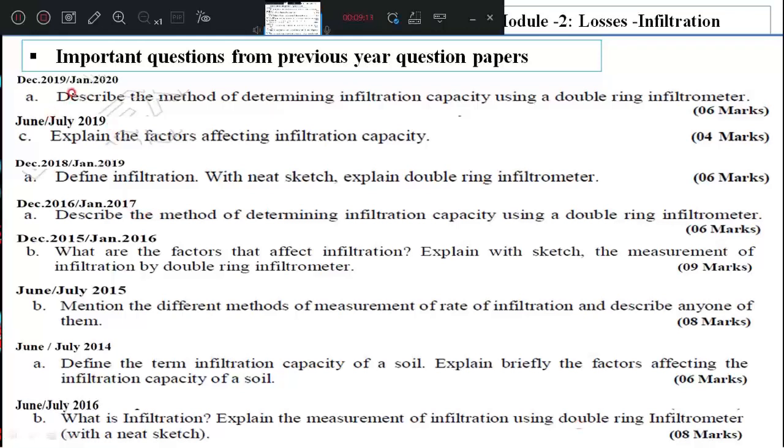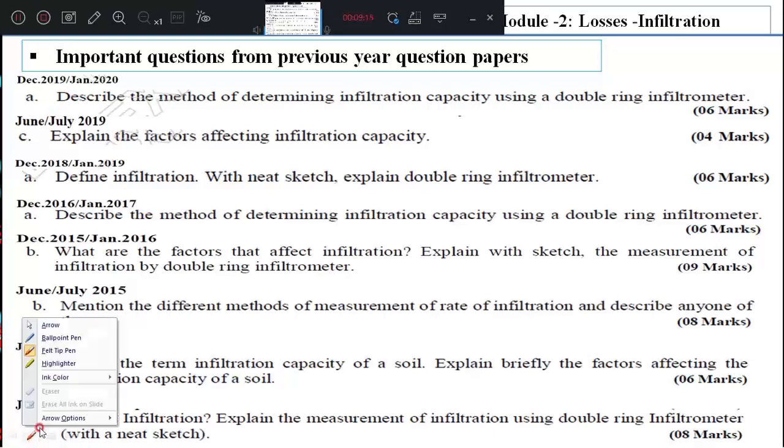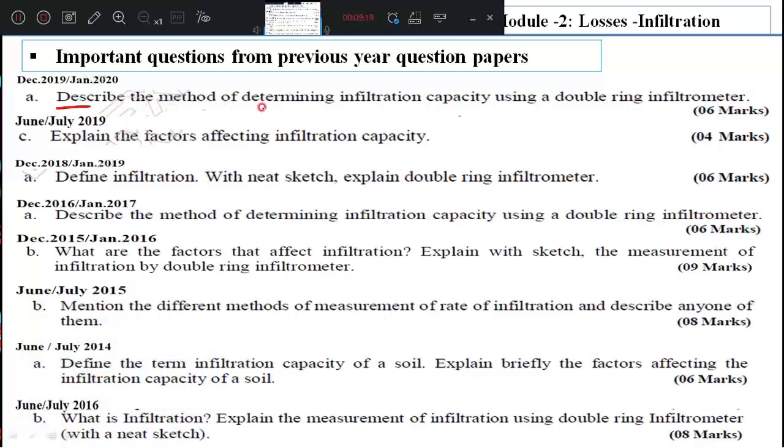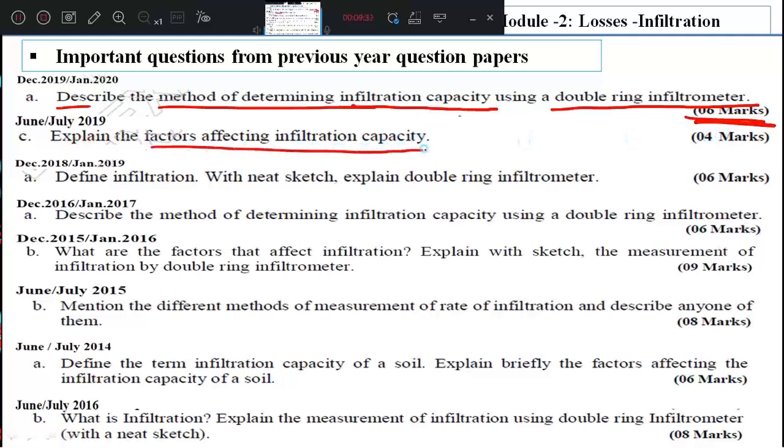Now in this concept, whatever previous year questions we got in the VTU, I have listed here. Describe the method of determining infiltration capacity. Method of determining infiltration capacity using double ring infiltrometer. Understood? For 6 marks. Explain factors affecting infiltration capacity. I gave you homework. Then define infiltration. With a neat sketch, explain double ring infiltrometer. Then describe the method of determining this, same double ring infiltrometer.